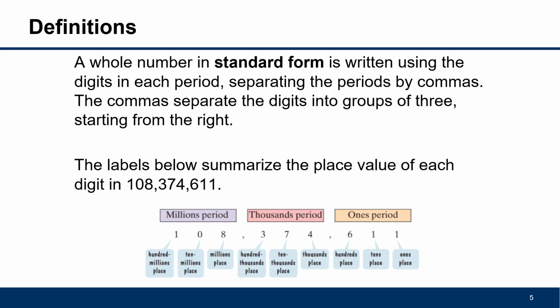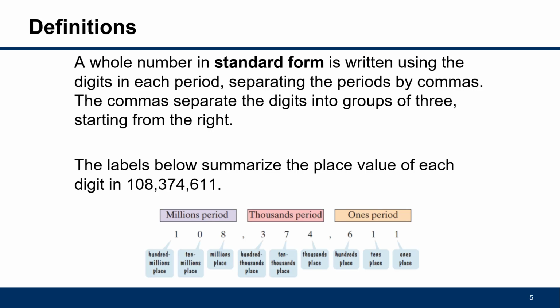So a whole number that's in standard form is written using the digits in each of the periods. And the periods are separated by commas, and we start at the right. So we take the last 3 digits on the right, and then a comma, and then the next 3 and a comma, and so on and so forth. That first set of 3 digits is the ones period, then the second is the thousands, and then the third is the millions, and then it goes on and on from there.